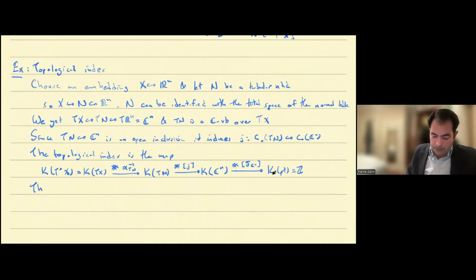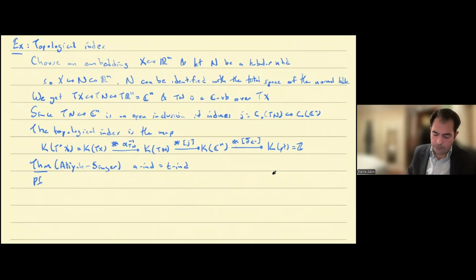Right, and then the Atiyah-Singer index theorem says that as maps from the topological K-theory of the cotangent bundle to the integers, the analytic index is the same as the topological index. And we can prove this by staring at the diagram.